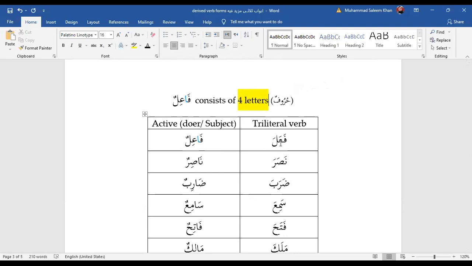And we have learned many examples. For example, dhakara, dhakirun, sajada, sajidun, qatala, qatilun. So every verb that you learn from the 3 root letters, after the first root letter, put alif, and then the second has kasra, and then the ending has tanween. So it becomes the doer, fa'ilun. For example, from nasara, nasirun, the one who helps, the helper. Daraba, daribun, the one who hits.